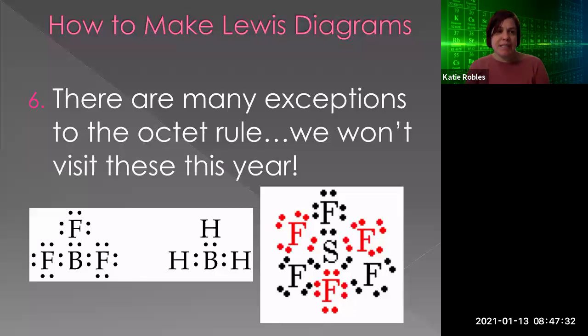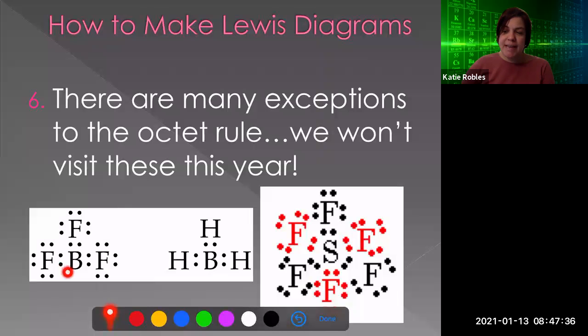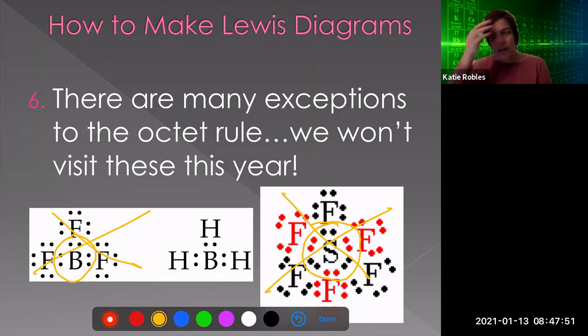All right. So there are exceptions to the octet rule. For example, boron is a pesky exception. Boron, look at right here, is satisfied with just 6 valence electrons. And then there are ones that actually get more than 8 valence electrons. We're not going to visit these this year. We'll save those for another time. I just want you to know that they exist.